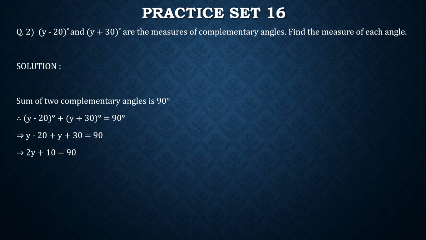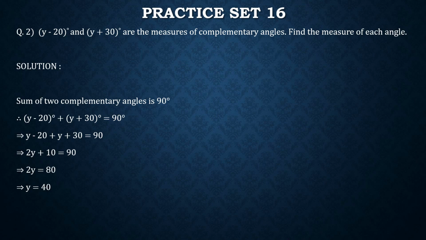Now we want to find the value of y. So let us take first 10 on the right hand side of the equation. So it will be 90 minus 10, which is equal to 80 degrees. So 2y is equal to 80. Now we want to find the value of y. So keeping y on the left hand side and taking 2 on the right hand side, it will be y is equal to 80 divided by 2, because 2 is multiplied with y. If we take it on the right hand side, it will become divided. So it will be 80 divided by 2. 80 divided by 2 is 40. So the value of y is 40.